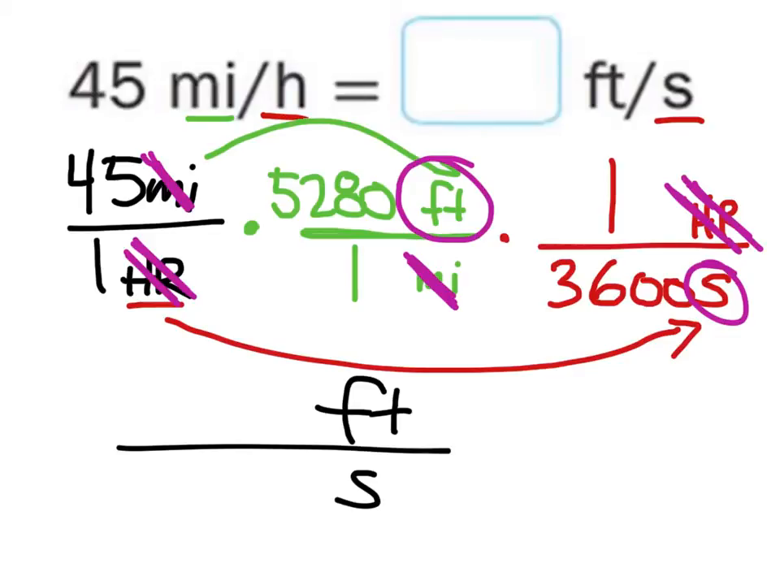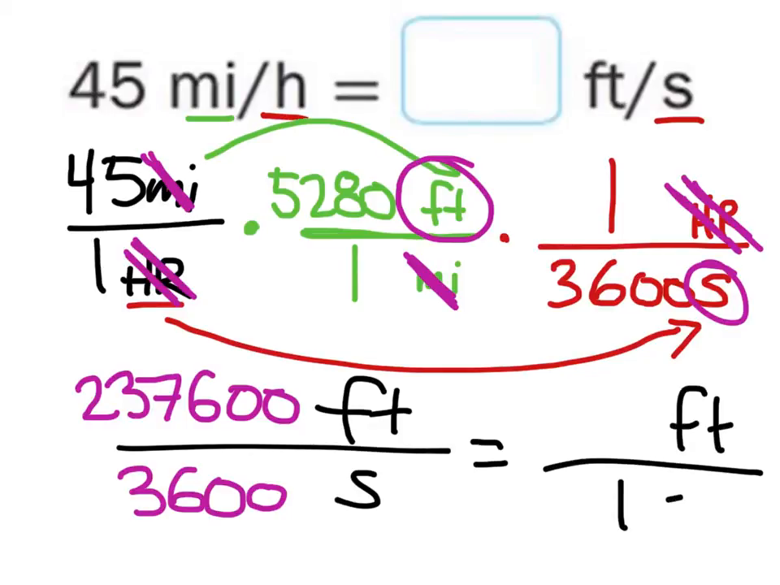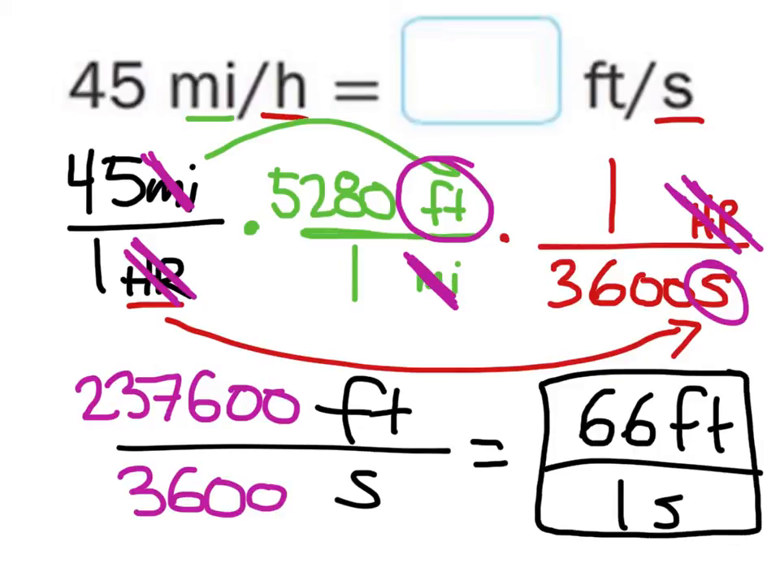What'd you get, Aubrey? 237600. That's very good, thank you. 1 times 1 times 3600 is 3600. Well, you do need to divide those. That will give you feet per 1 second. So what's 237,600 divided by 3,600? 66? Is that right? Sounds good. 66. So my answer, I just write 66. Because it's labeled for me already, which is beautiful.